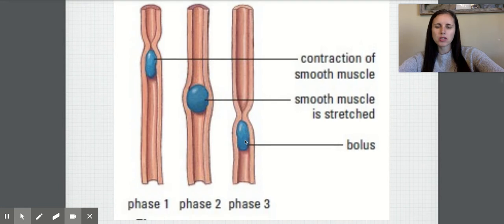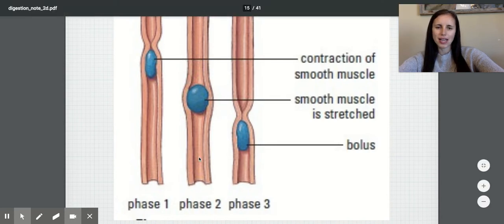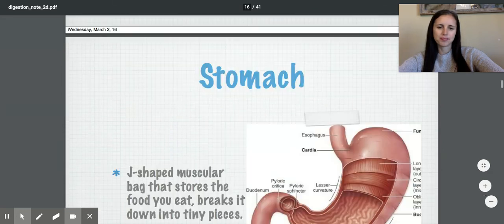This is what peristalsis would look like. So let's say you've got your food here. We would contract right on top of the food. That would push it down to here. At that point you relax, and then you contract again on top of the food. It's going to push it further down, and that bolus is going to eventually work its way down into the stomach.